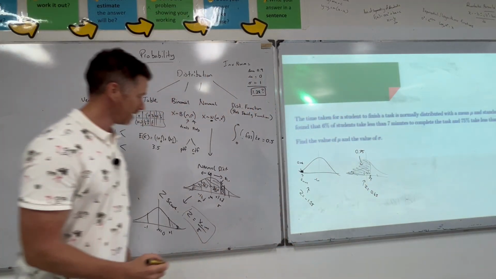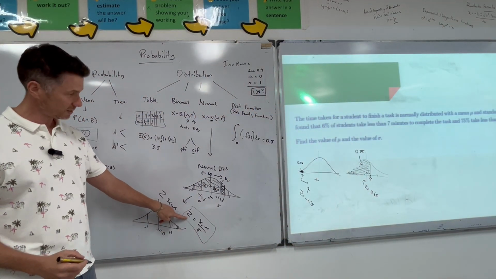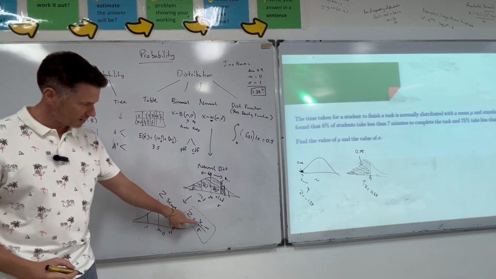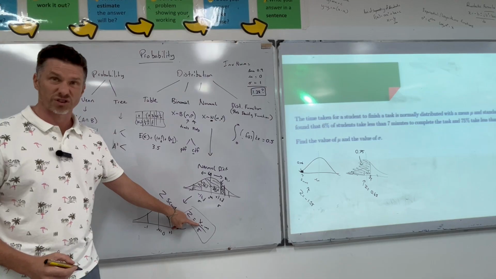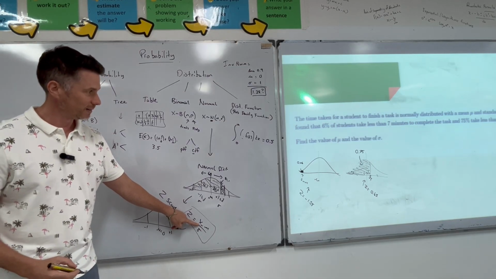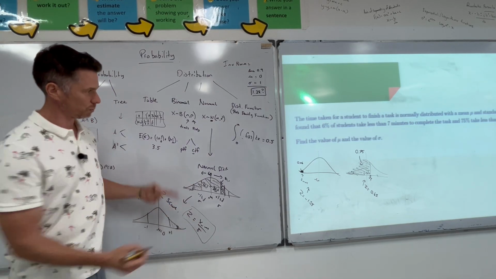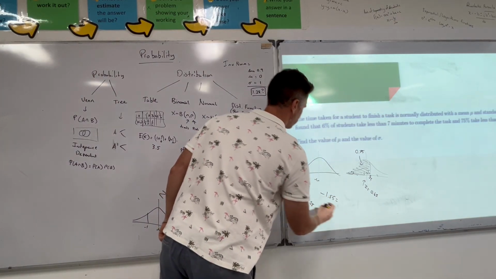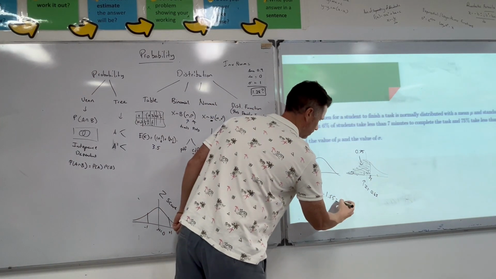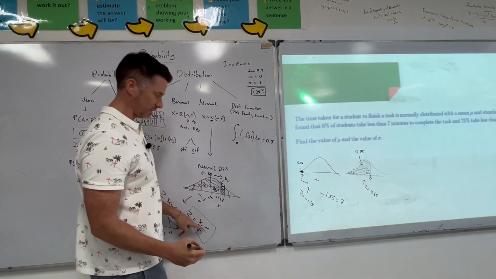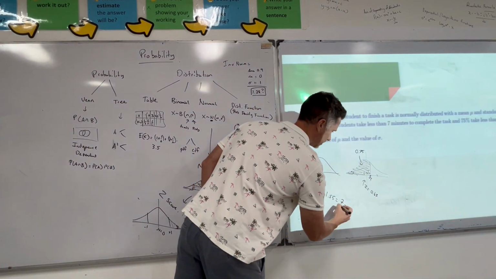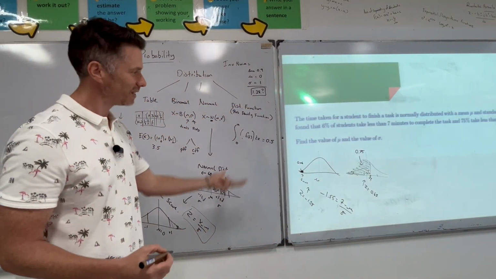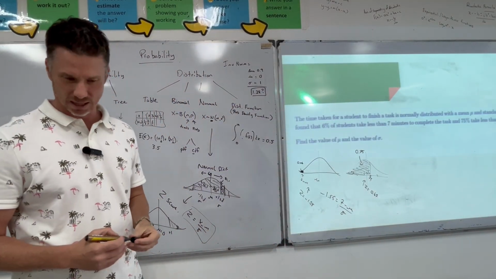And now I can fill in this and my x value. So I'll fill it in here for one of them. Minus 1.55 is equal to the x value. And now I still don't know the mean, and I still don't know the standard deviation. And then I do the other one, and then I solve them simultaneously.